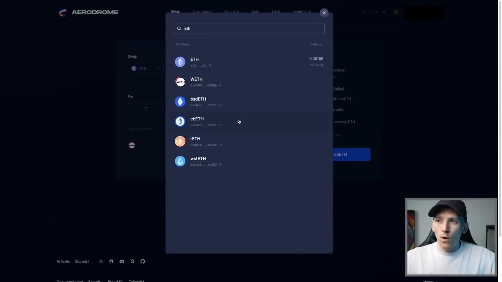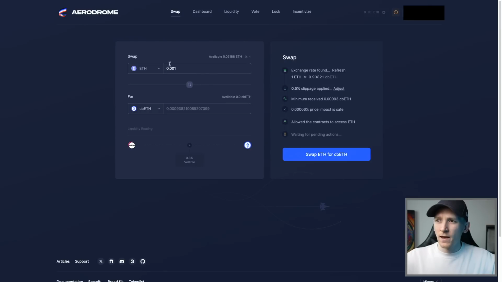So, why not have them if you're just holding ETH anyway? So I'll choose Coinbase ETH, which is Coinbase's liquid staking token, to swap into. And you can choose an amount to swap, as you can see here. So this shows you exactly what you're doing. You're actually swapping ETH into wrapped ETH, that's going through to trade against CB ETH.